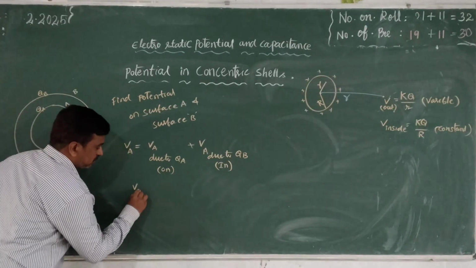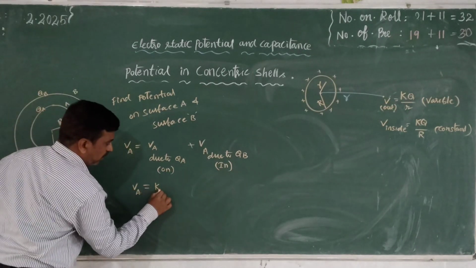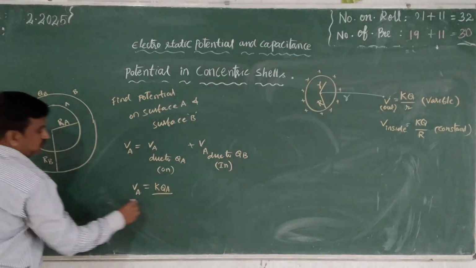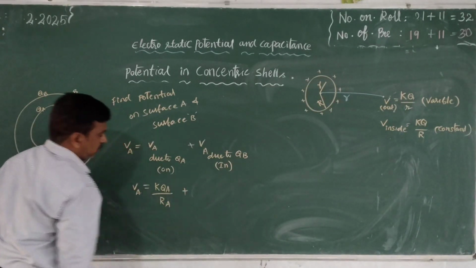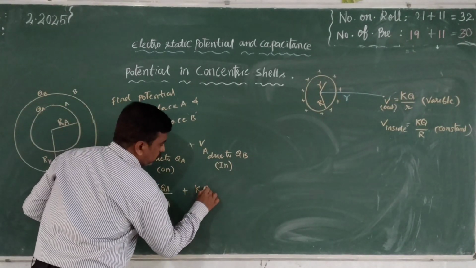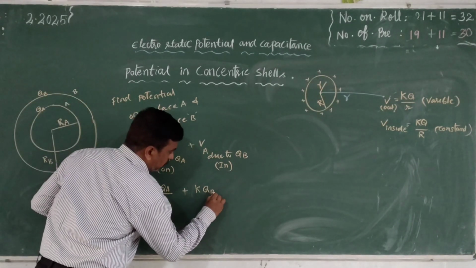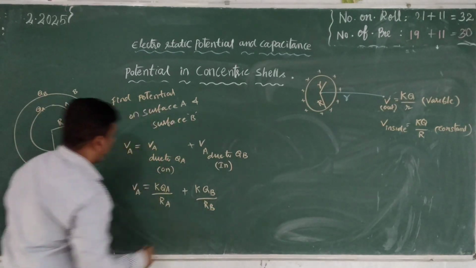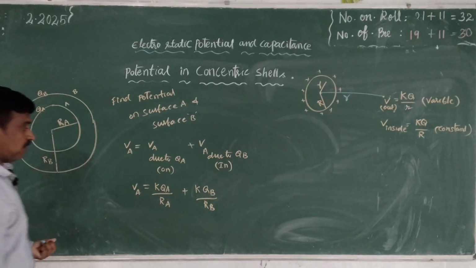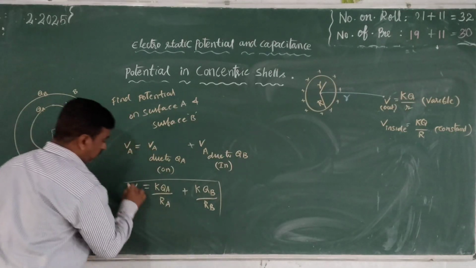So the potential on surface A due to Qa is kQa by Ra, since on the surface the radius is Ra. The potential on surface A due to Qb is kQb by Rb, since inside point from center to surface has the same potential. That is why we take the outside sphere radius, Rb. This is the potential on surface A.